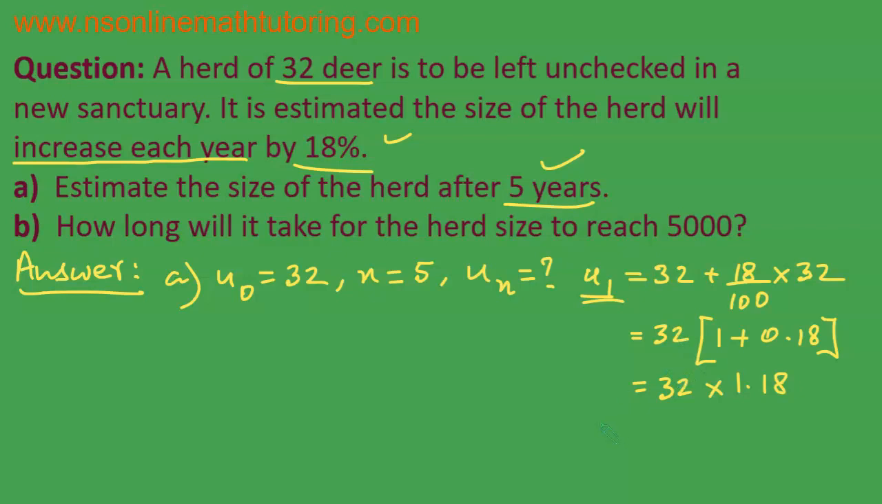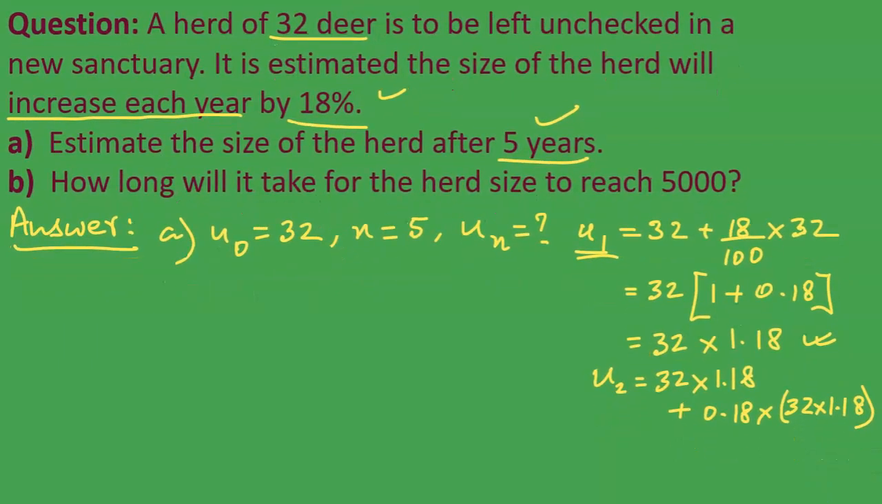Let us find the herd size after 2 years. For 2 years, the initial herd size is this one. So it is 32 times 1.18 plus 18%, that is 0.18 times 32 times 1.18.